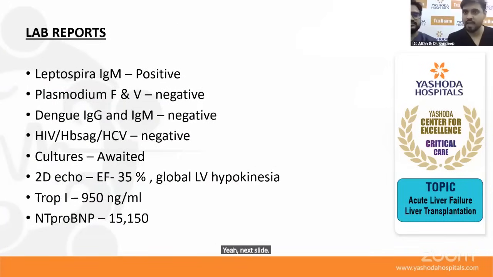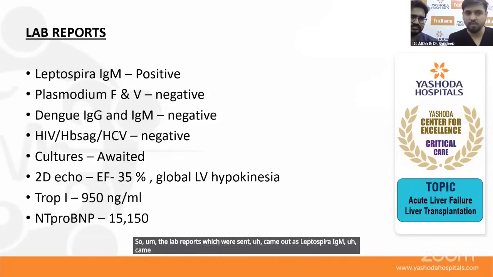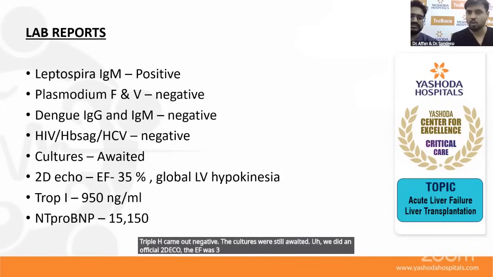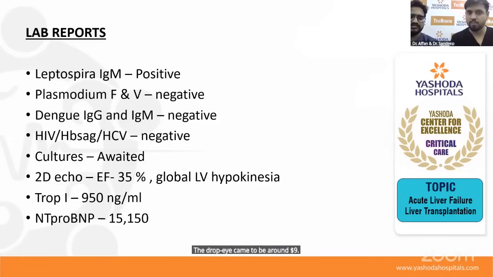So the lab reports which were sent came out as Leptospira IgM positive. Plasmodium falciparum and vivax peripheral smear came out as negative. We had repeated dengue IgM and IgE, which came out negative. Triple H came out negative. The cultures were still awaited. We did an official 2D echo. The EF was 35% with global LV hypokinesia. The troponin came to be around 950 and NT-proBNP came to be around 15,000 in my case.